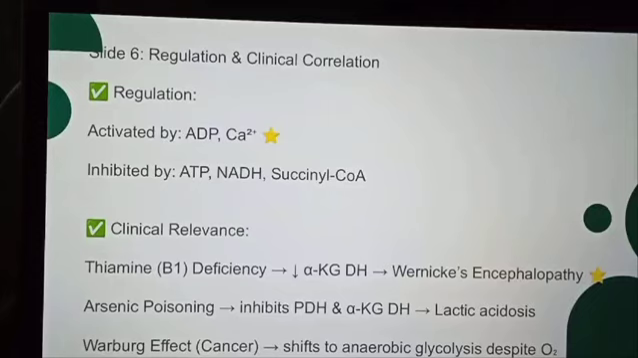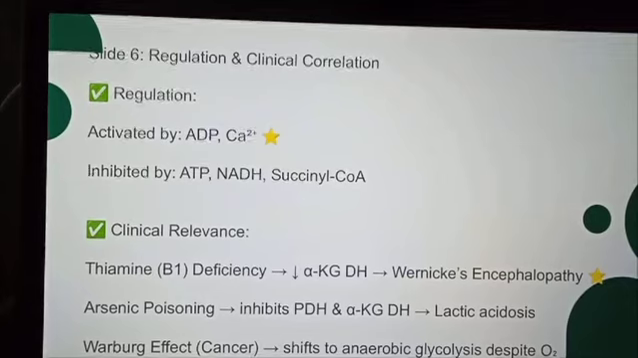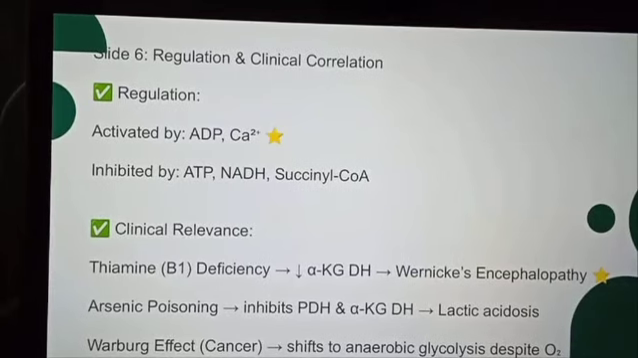Now let's talk about clinical correlation. Thiamine, vitamin B1 deficiency: thiamine is needed for alpha ketoglutarate dehydrogenase, and deficiency causes reduced ATP production and enzyme dysfunction, leading to Wernicke's encephalopathy. Confusion is one of its symptoms.